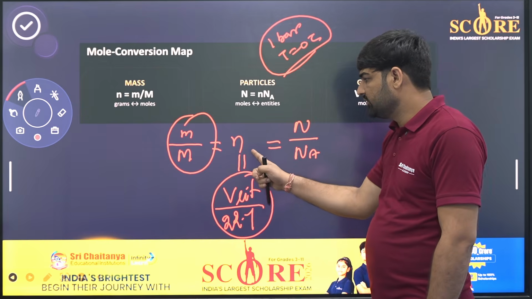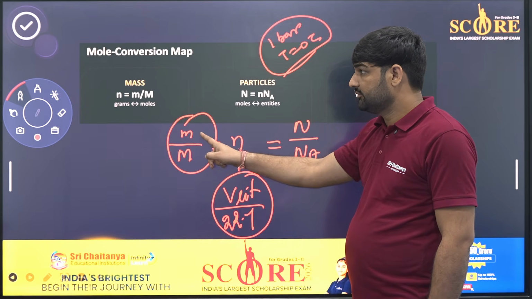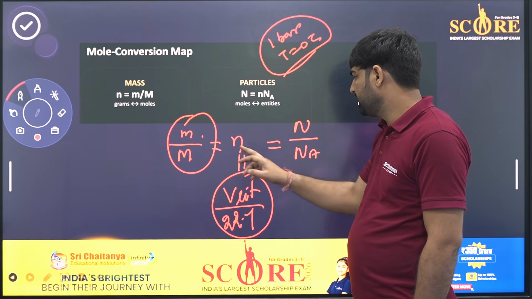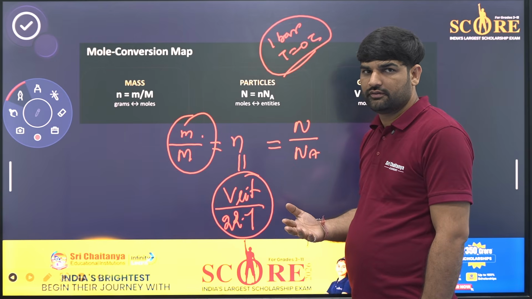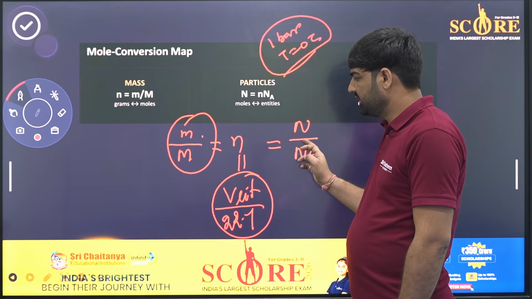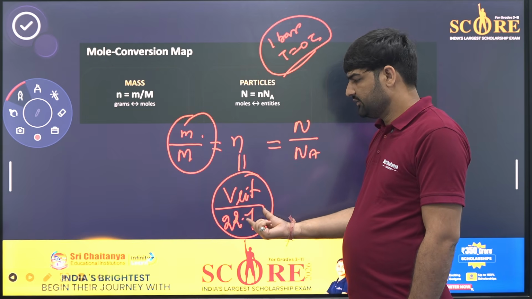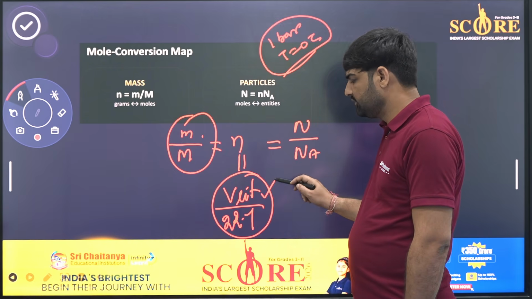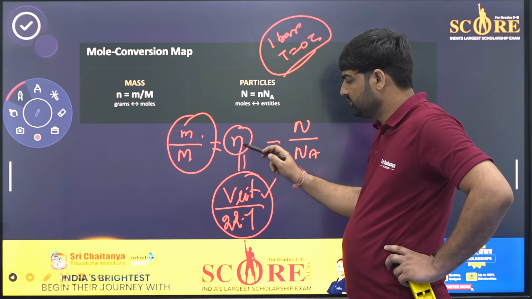So these are mole calculation formulas. If mass is given in gram, then you will use this formula. If number of particles, meaning atom, molecule, electron, proton, etc. are given, then we have to use this formula, and if volume at STP is given, then we have to use this formula. If mass is given and we have to calculate volume, then we have to go for first mole, then we have to go for volume.